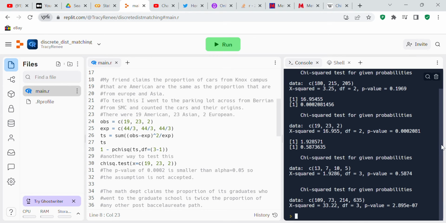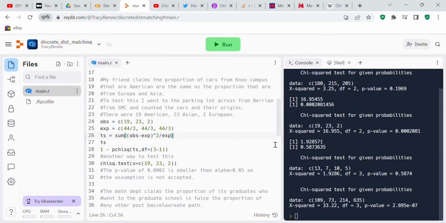The next question: a friend claims the proportion of cars from Knox campus that are American are the same as the proportion that are from Europe and Asia. To test this, I went to the parking lot across from Berrien from SMC and counted the cars and their origins. There were 19 American, 23 Asian, and 2 European.